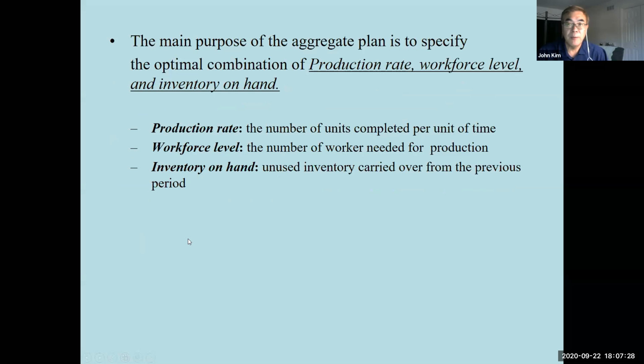The main purpose of aggregate planning is to find the optimal combination of 3 things: production rate, workforce level, and inventory on hand. About the demand, how can we deal with demand change? Maybe production rate change, workforce level change, inventory on hand change. So find the optimal level of each one.